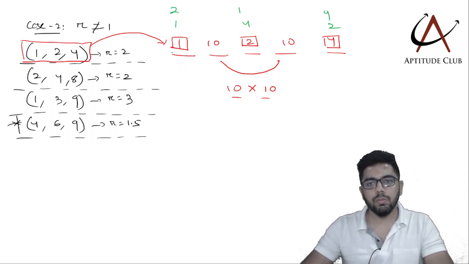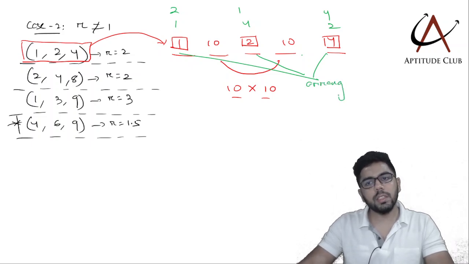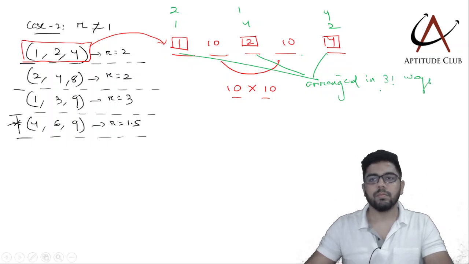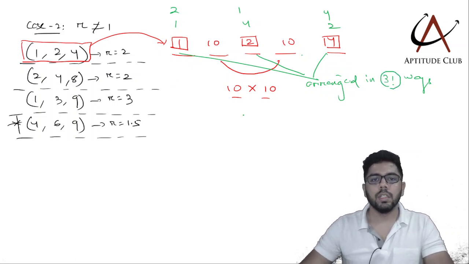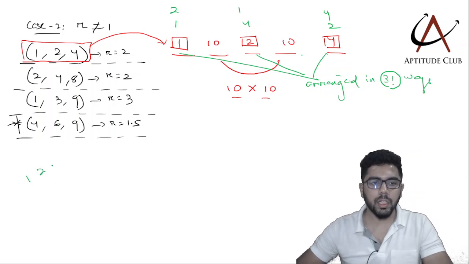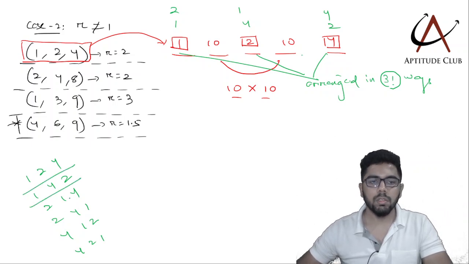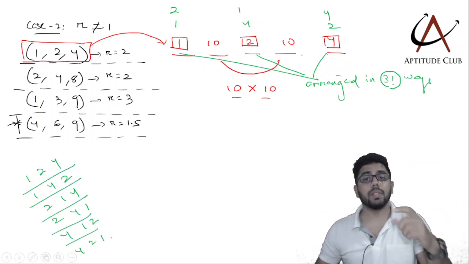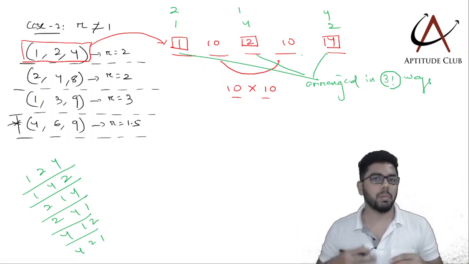So these three digits 1, 2 and 4 can be arranged in 3 factorial ways. There are 3 places for them and 3 digits, so you can arrange it in 3 factorial ways. 3 factorial as in these are the arrangements. Either you can take the order as 1 2 4 or 1 4 2, 2 1 4 or 2 4 1, 4 1 2 or 4 2 1. There are 6 possibilities, because the question said not in any specific order. So I can take it in any order I want, just they should be in geometric progression. Doesn't matter what order you are taking.